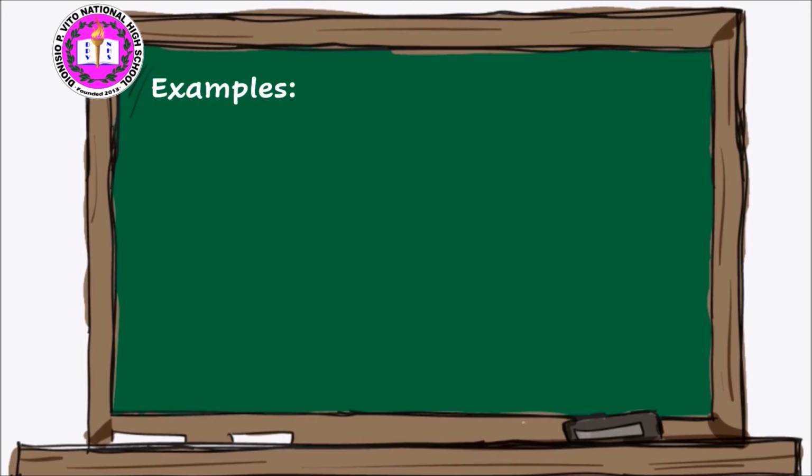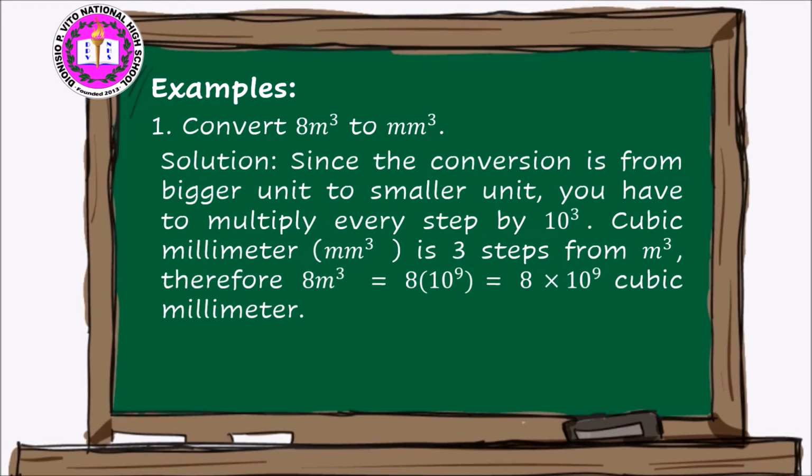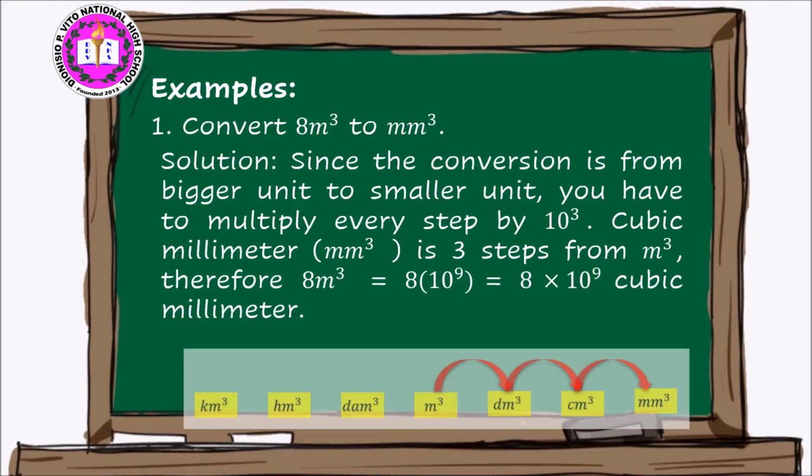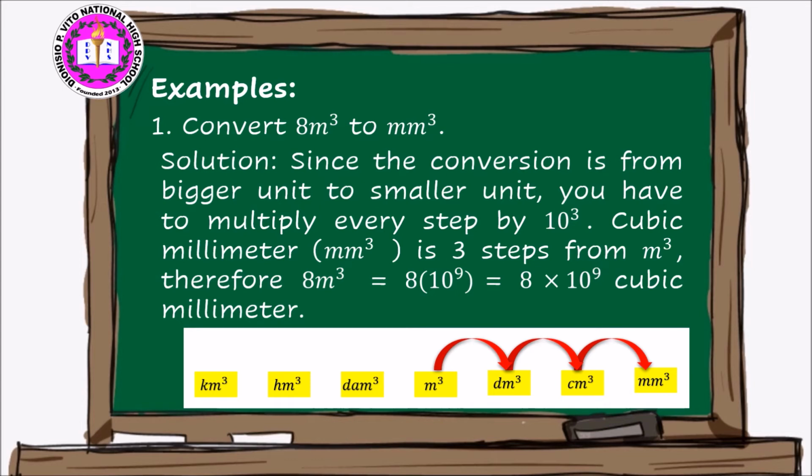For example, we're going to convert 8 cubic meter to cubic millimeter. So our solution: since the conversion is from bigger unit to smaller unit, you have to multiply every step by 10 raised to 3. So cubic millimeter is 3 steps from cubic meter. Therefore, 8 cubic meter is equal to 8 times 10 raised to 9, because it is times 3 steps, which is equal to 8 times 10 raised to 9 cubic millimeter.